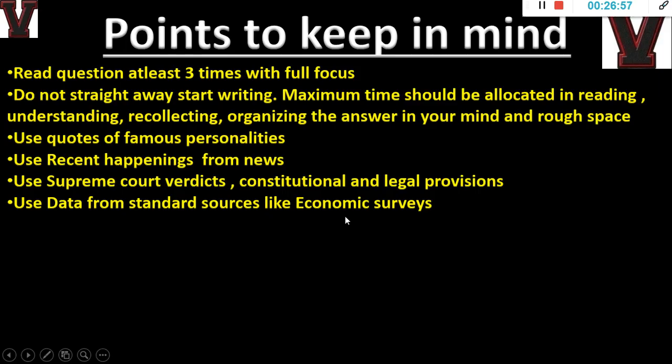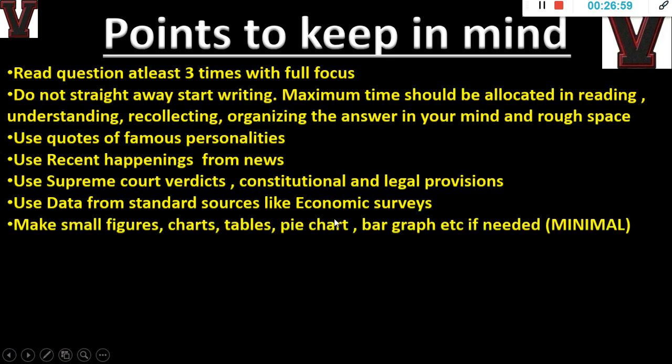Now use data from standard sources like I told, the Economic Survey. Then make small figures, charts, these things. Students ask, can I make this? Actually, you can, but the purpose of the essay is not for you to make these kinds of diagrams. So if you use it, only if it's very, very necessary, and very minimal. In the side or somewhere in the middle, you can use something to show some flow or some statistics. But many toppers don't use any of these.